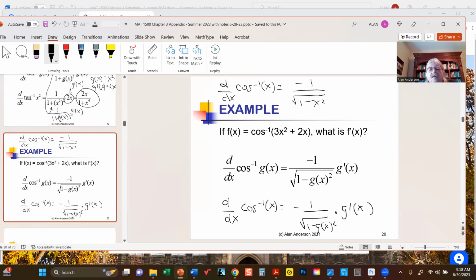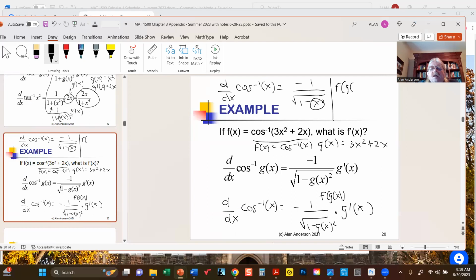because what you actually have here, this first term is f of g of x. If you think of this as a composite function, f of x is the arc cosine, and g of x is 3x squared plus 2x. Then, because we're looking at the chain rule here, f of g of x prime, as you recall, is f prime of g of x times g prime of x.